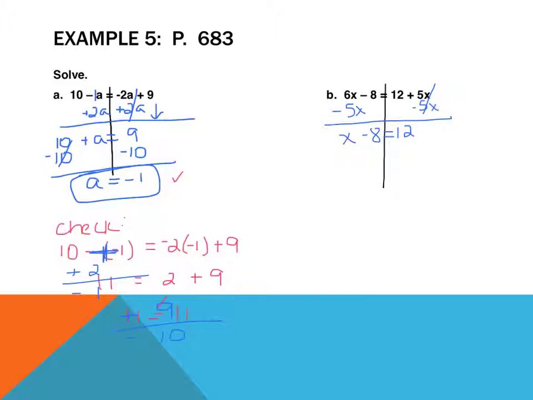And notice when I have 1x or 1a or 1m, I don't always write the 1. Okay, the variable by itself implies that there's one of those. Alright, so now I have x minus 8 equals 12. I need x by itself, so I need to cancel my minus 8. So to cancel the minus 8, I'll add 8 to both sides. And that leaves me with x equals 12 plus 8 is 20.